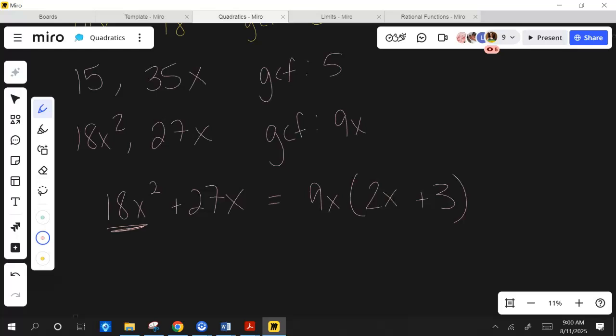Does everybody understand the concept of GCF? This is the most basic form of factoring. It is still factoring. It is just factoring out a monomial, which means one term, instead of factoring into two binomials. Can everybody in here factor out a GCF?